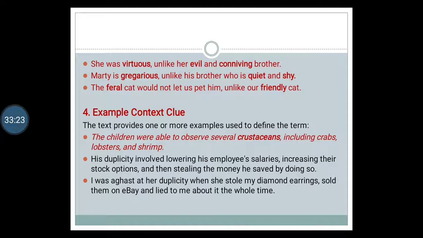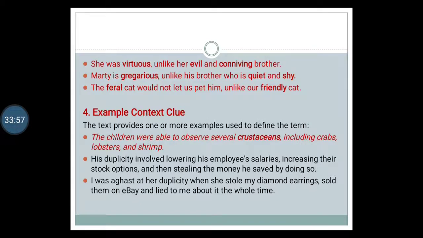What kinds of animals are they? Okay, they are crabs, they are lobsters, they are shrimps. Probably, I don't know if oysters fall in this category, but you should understand. He says his duplicity involved lowering his employees' salaries, increasing their stock options, and then stealing the money he saved by doing so. So you see, duplicity means something bad.